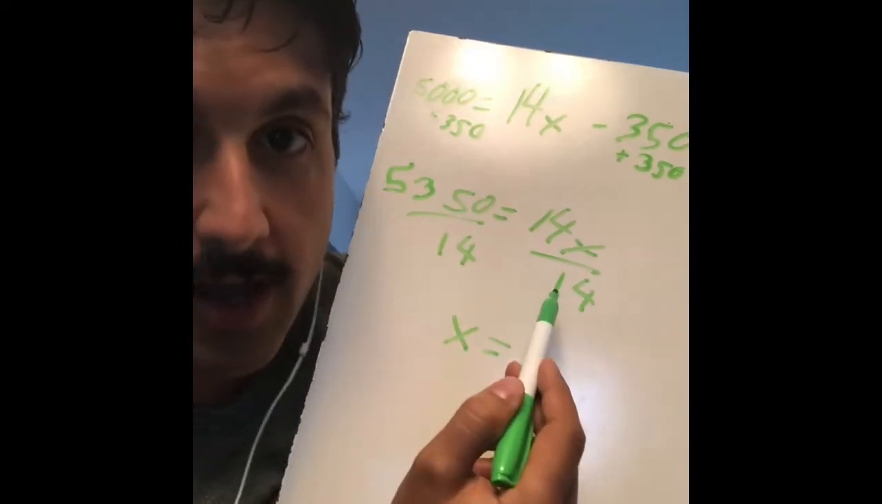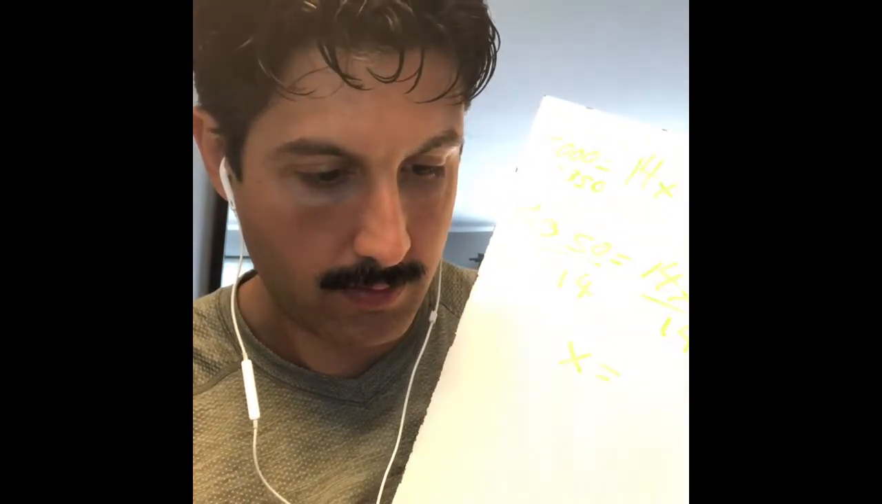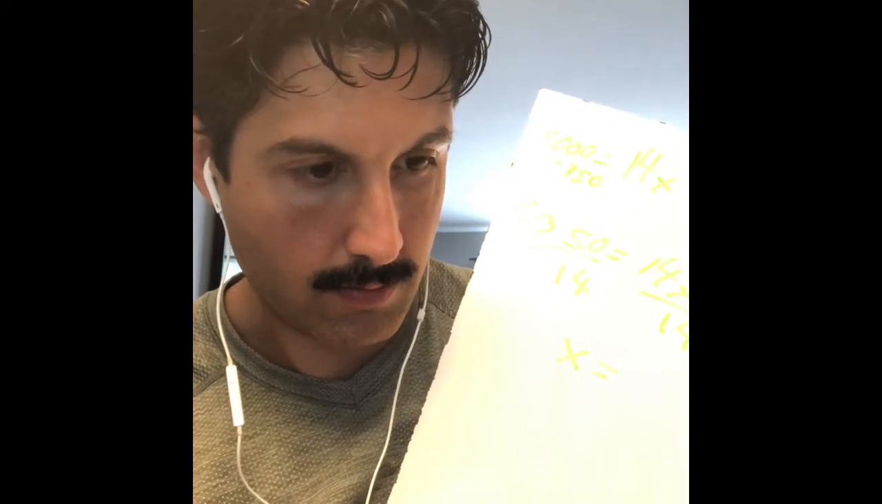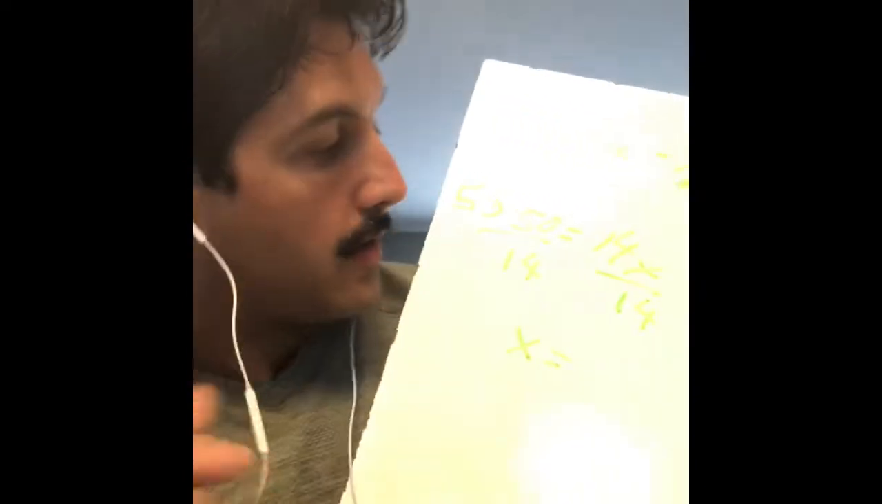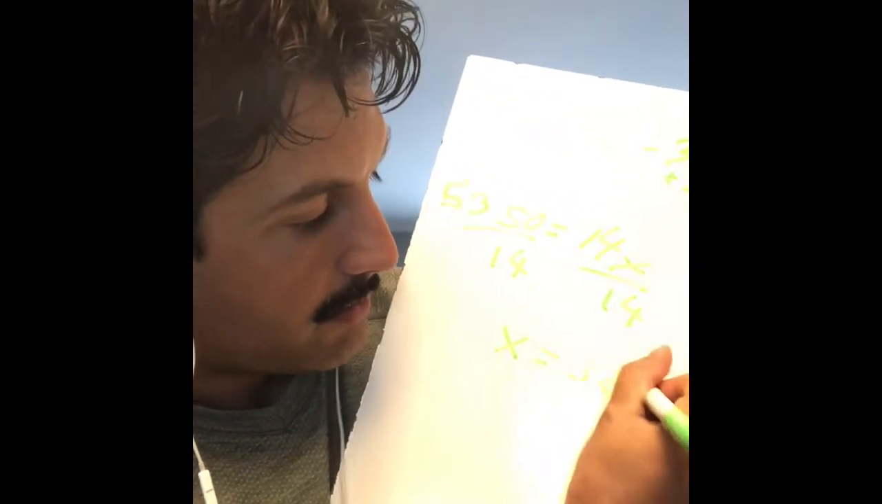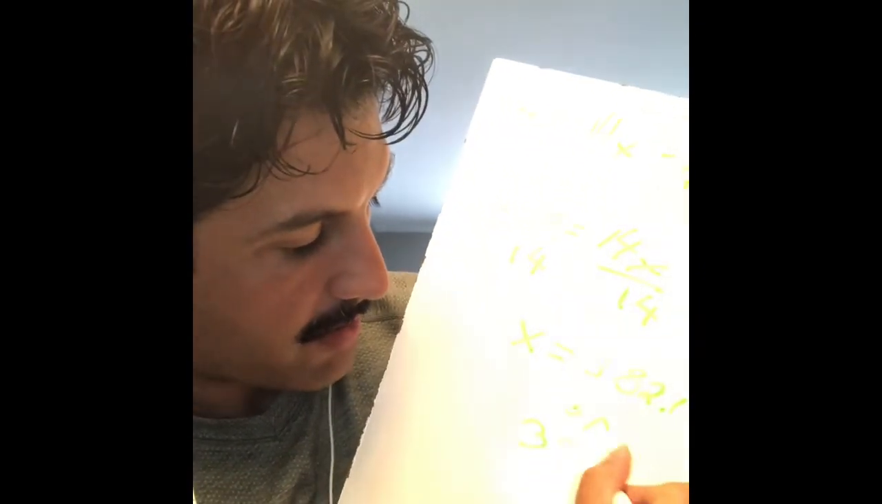Divide by 14 on both sides. X equals 382.14, so 383. 382.14 or 383 toques. So there's your solution. 383 toques gets him above $5,000.